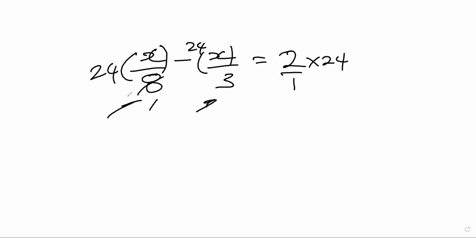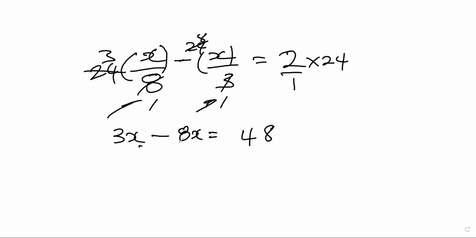8 into itself 1 time, 8 into this 3. So you notice we divide it out. 3 times x, 3x. 3 into itself 1, 3 into this 8. So this is minus 8 times x, which is minus 8x. And then 2 times that, that's our 48. 2 fours, 48. So 3 take away 8, that's minus 5x equals 48.